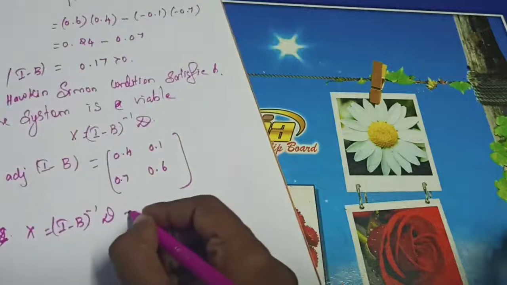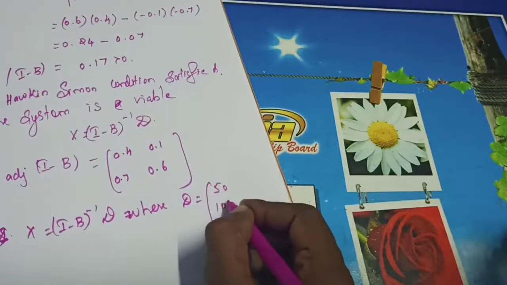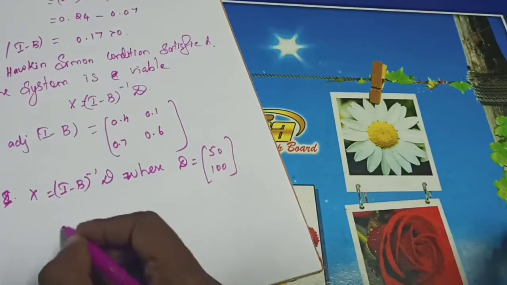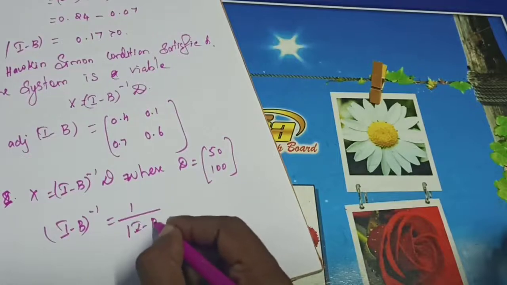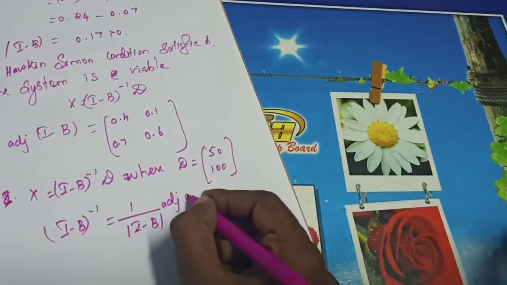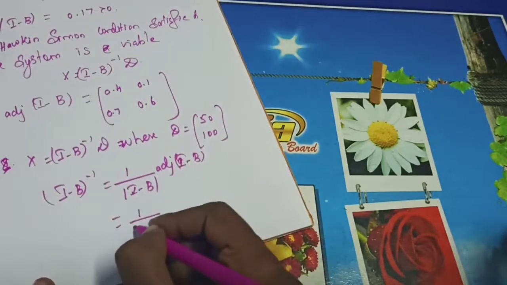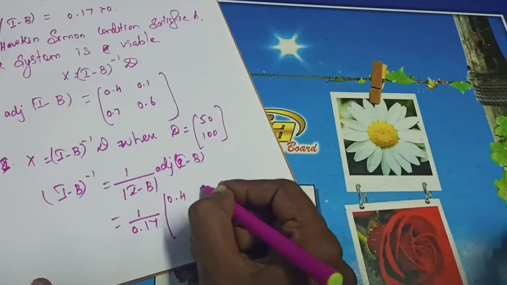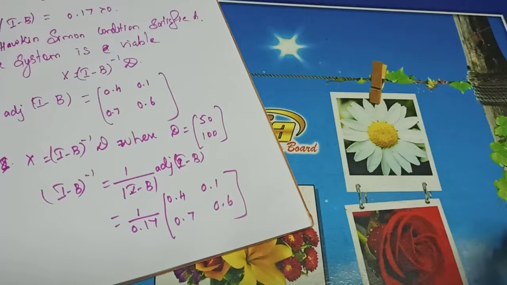D is equal to [50, 100]. Shall we substitute in this formula? Before that, we need to find (I minus B) the whole inverse. Inverse is equal to 1 by determinant of (I minus B) into adjoint of (I minus B). So what's the determinant of I minus B? 1 by 0.17 into adjoint of (I minus B), which is [0.4, 0.1; 0.7, 0.6]. Have you got it? Now we have found (I minus B) the whole inverse. Now substitute in that formula.